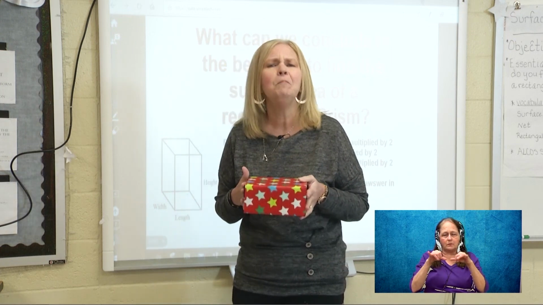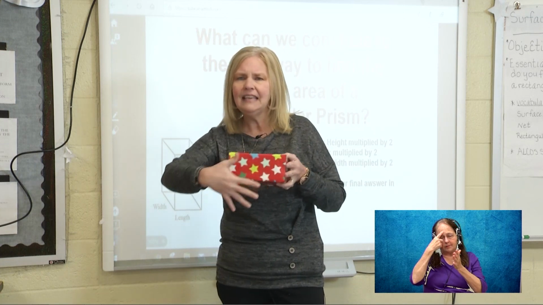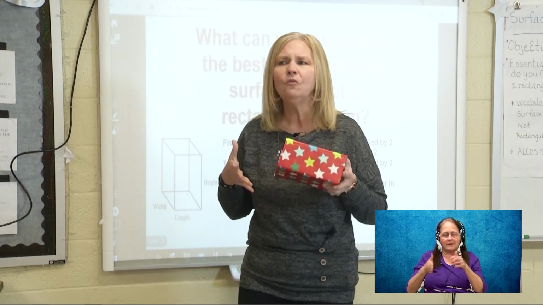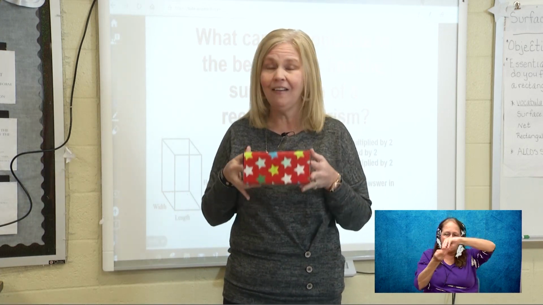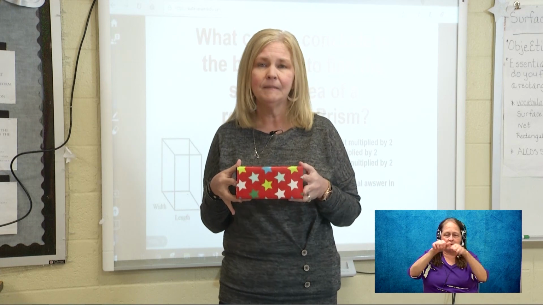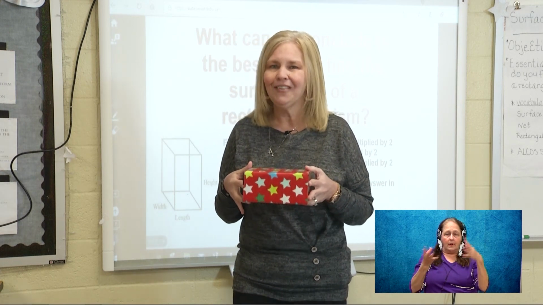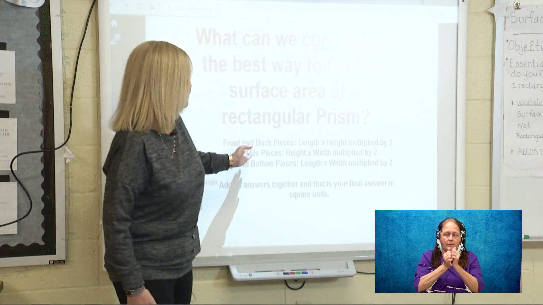So I want you to take a minute and think. If we could get the measurements for every single side, what could we do to find the total surface area of this box? We could add them all together. So let's look at what I've put up here.